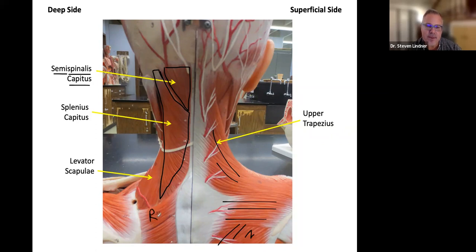And I labeled this one before. I call this rhomboid minor. I use a small m. And then here's rhomboid major, big M. And remember, when we did the skull, the minors are always above majors. This is C7, spinous process. This is T1, and that's where the rhomboid minor goes from. And then from T2 all the way down to T5, it's a little bit lower than this, obviously. That's going to be rhomboid major.